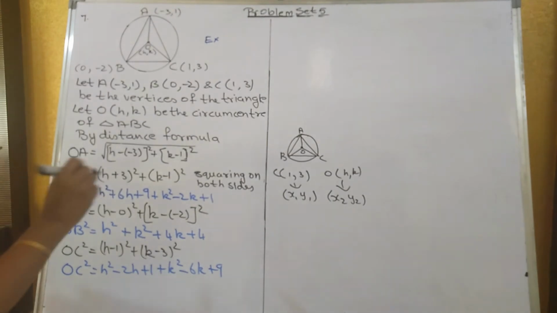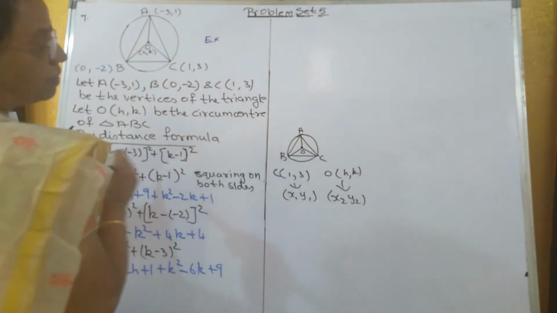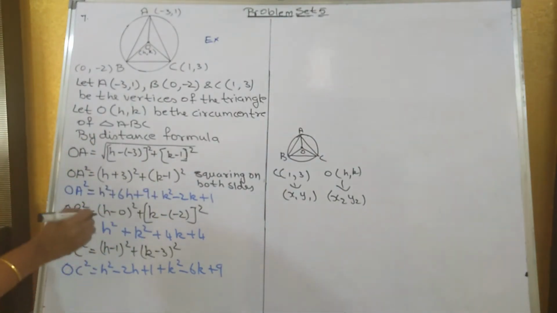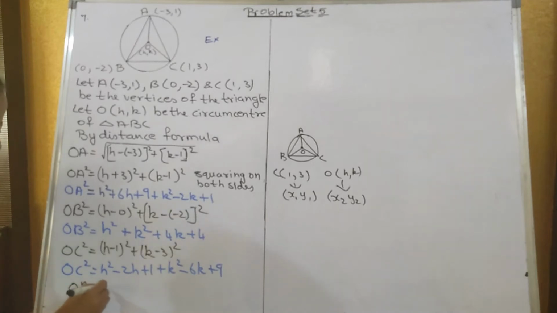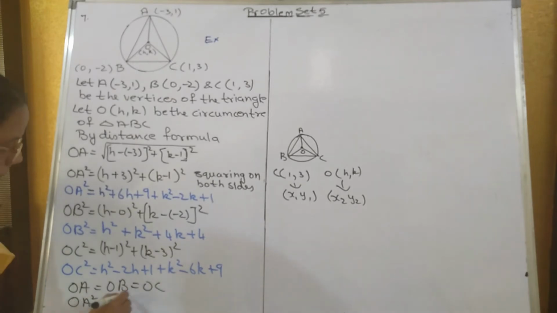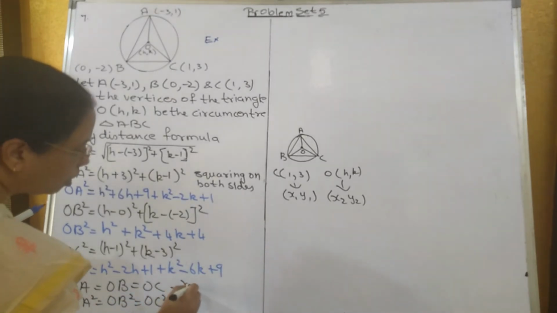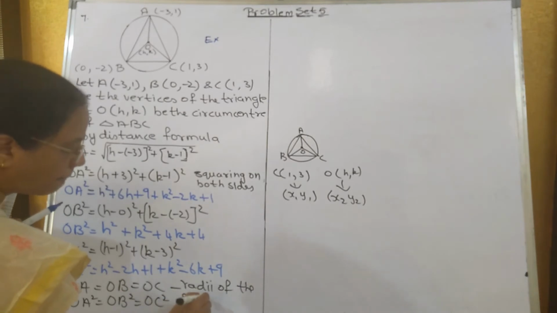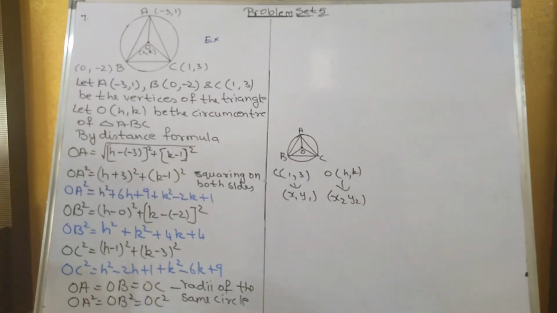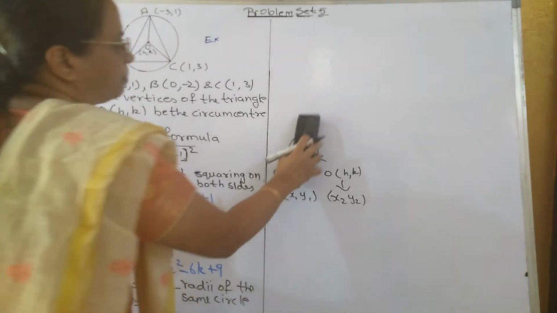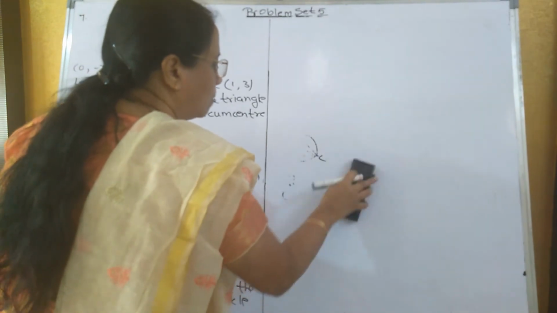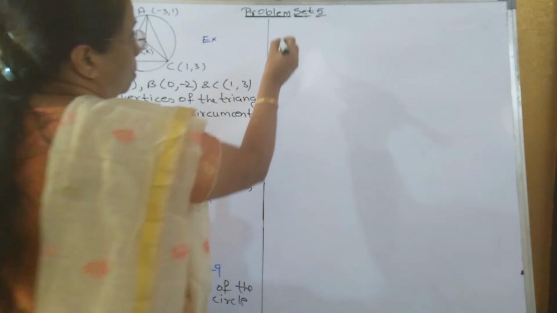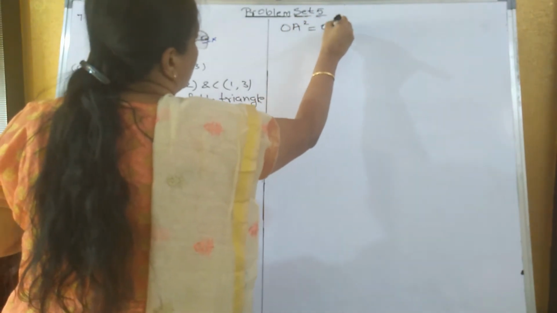Just now I told you that OA and OB and OC are the radii of the same circle. Therefore, OA should be equal to OB should be equal to OC. So the square of all this will be equal. That is OA square will be equal to OB square should be equal to OC square. Reason what you'll write down? Radii of the same circle. Now first we will find out OA square is equal to OB square. We will take two at a time.